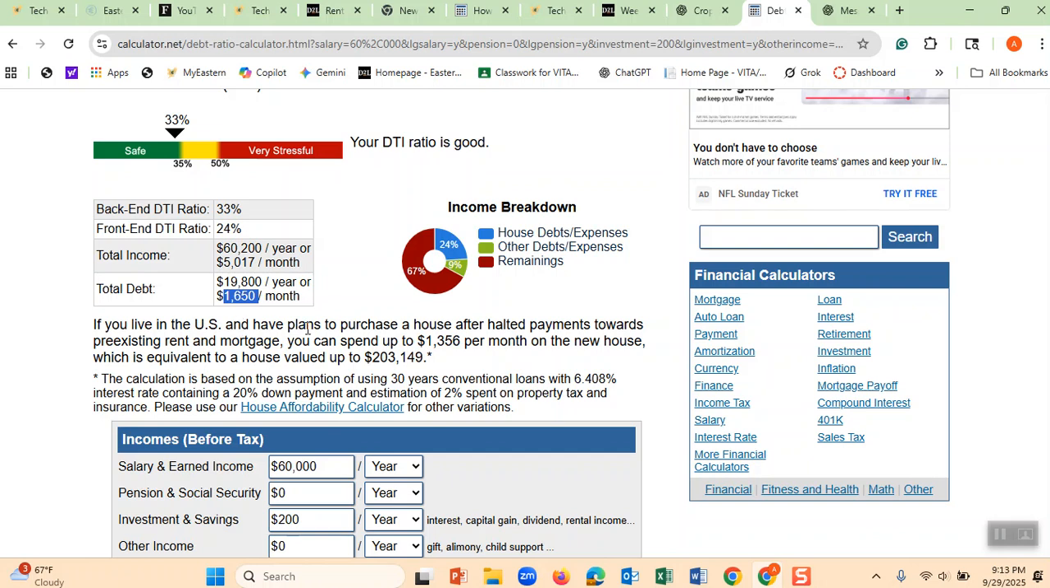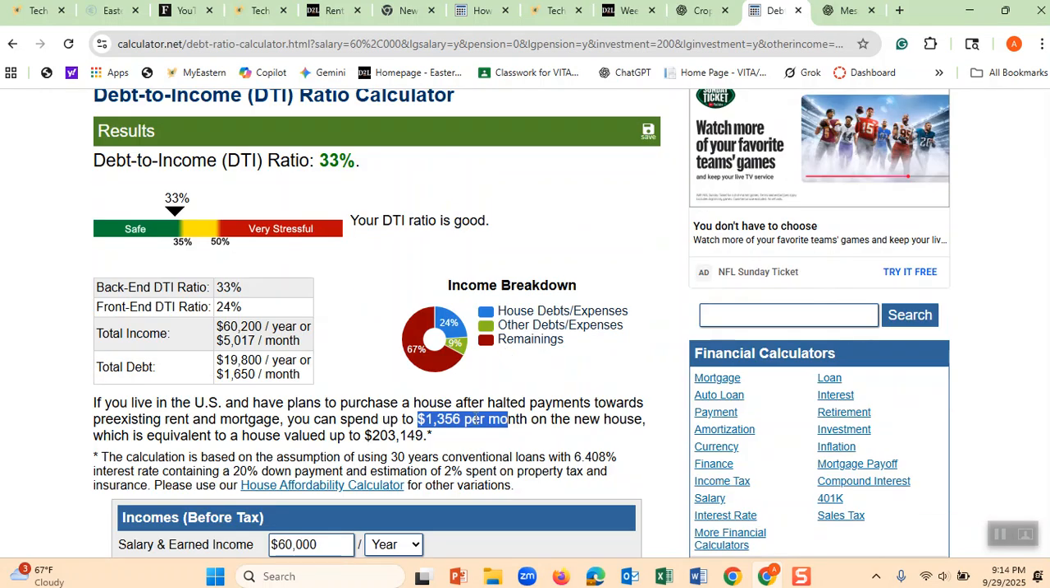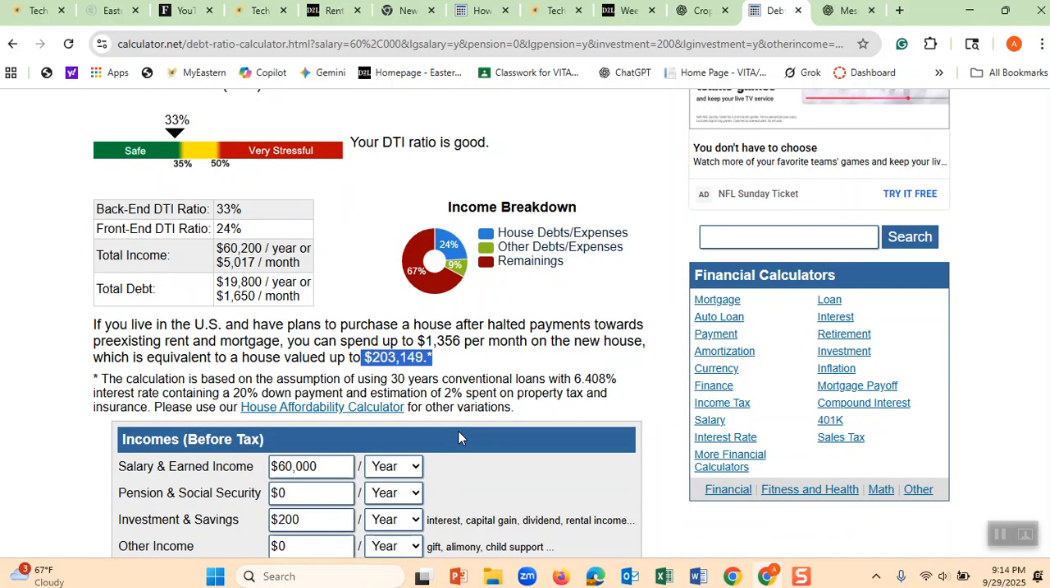If you live in the US and make payments toward a mortgage, you can spend up to this much per new house. Therefore, if you want to buy a new house, they will look at this debt to income ratio, and therefore this is what you get. They look at the mortgage that they give you, which means they look at the interest rates, that is what they give you to buy a house.